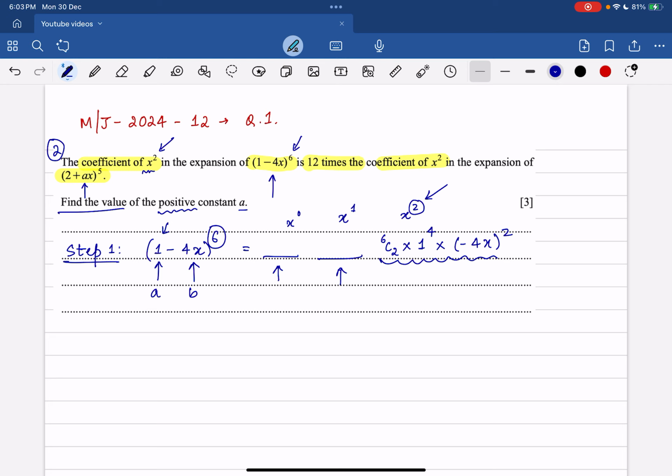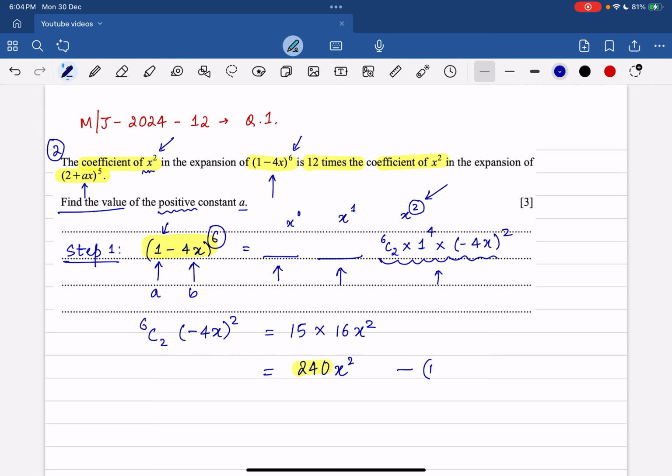Okay, so if we look at only that, what am I getting? 6c2 times minus 4x squared. Let's check out what is 6c2. It is 15. 15 times minus 4x the whole squared, minus 4 squared would be 16 x squared. What is 15 times 16? It is 240. So 240 x square. What do I have now? I have the coefficient of x square in the expansion of 1 minus 4x the whole raised to 6. That was my step 1.